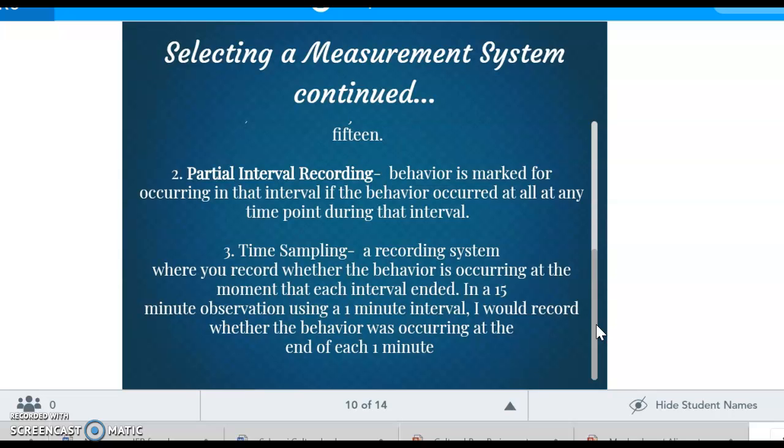The third is momentary time sampling, a recording system where you record whether the behavior is occurring at the moment that each interval ended. So in a 15-minute observation using a 1-minute interval, I would record whether the behavior was occurring at the end of each 1-minute period during the 15 minutes.